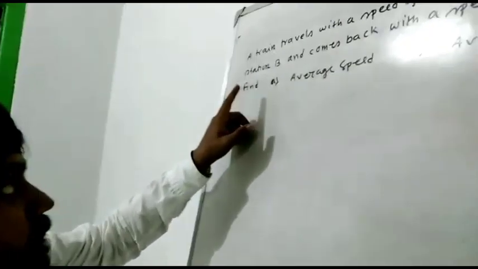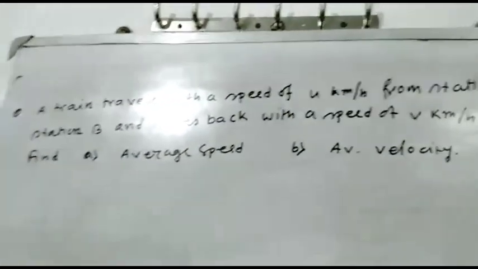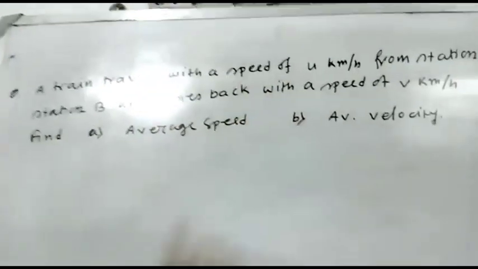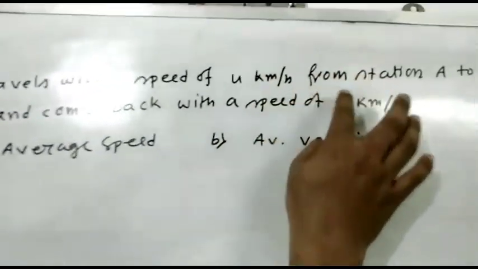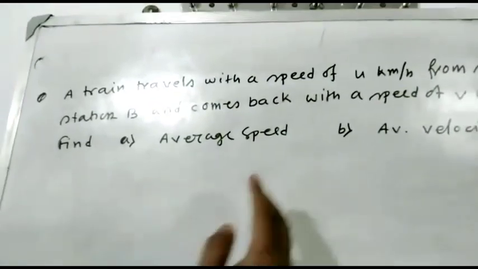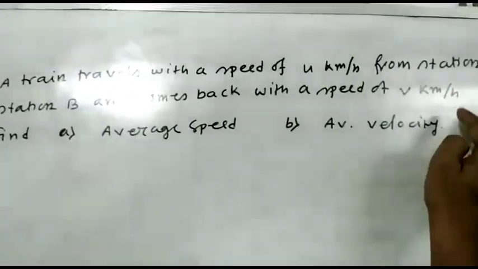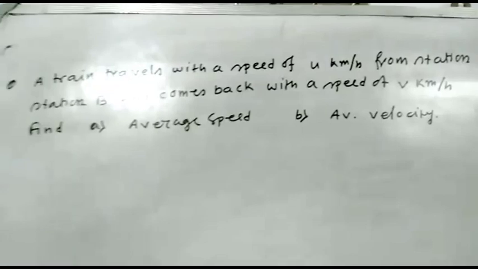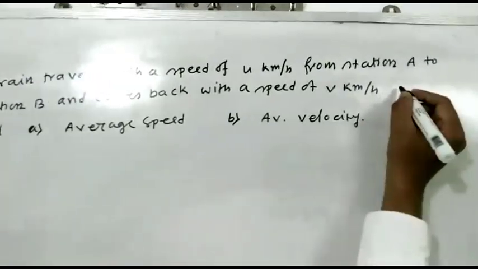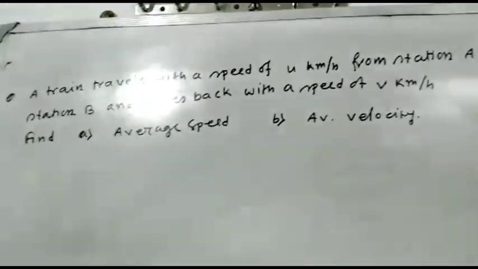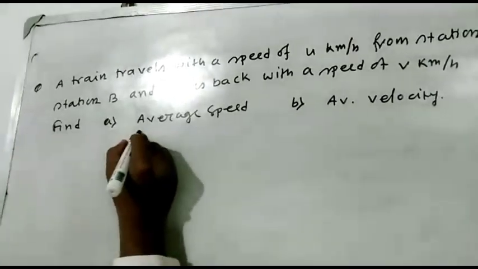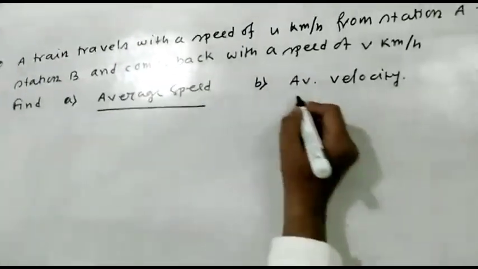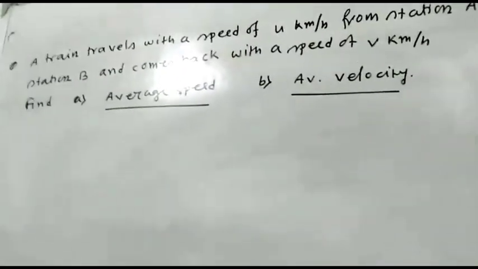Okay, so now students, we can start the third numerical. The third numerical is given: a train travels with the speed of u km per hour from a station A to the station B, and comes back with the speed v km per hour. Find, first question, the average speed, and second question, the average velocity.